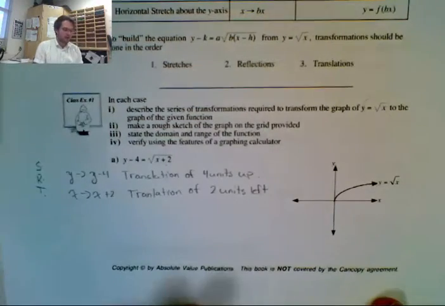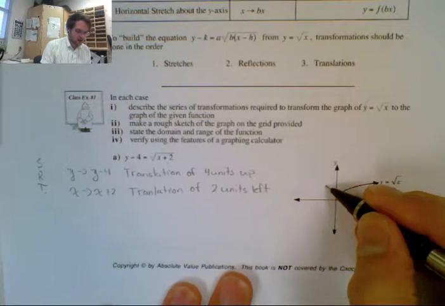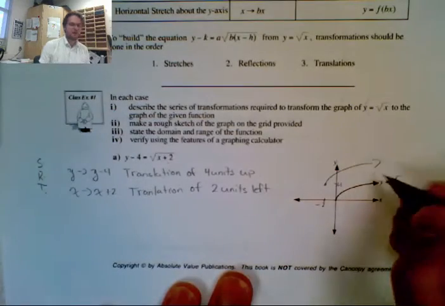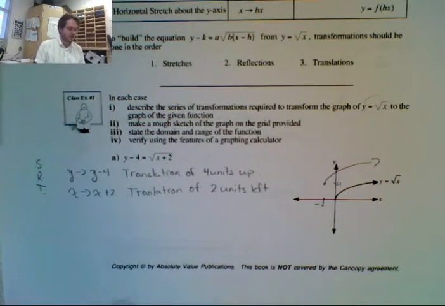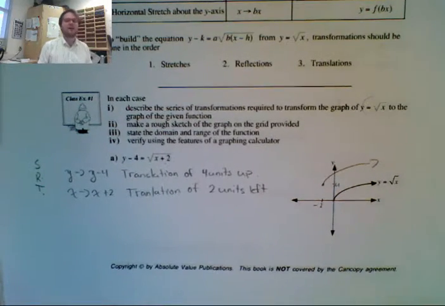Now part 2 says make a rough sketch. So I went 4 units up and 2 units to the left. So this is going to be (-2, 4), and my graph is going to look something like that. Now it wants to know what is my domain of the function, and then what is my range of the function.